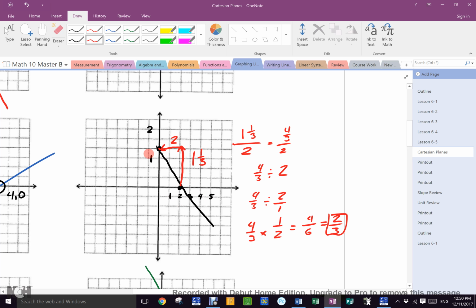But that's only if the scales are different. If the scales are the same, does it matter? No, I can go up 3 and over 2. Everybody cool? Yeah. All right.